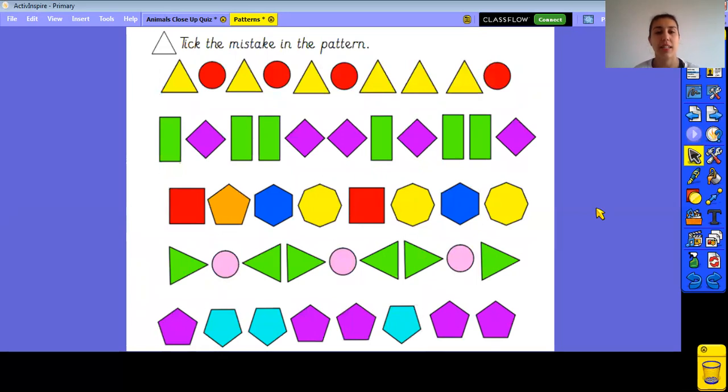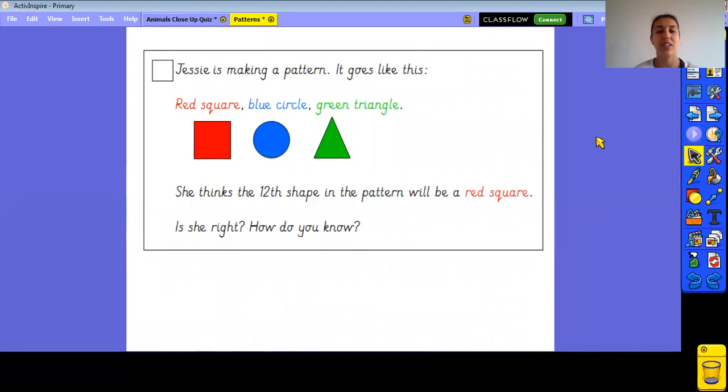And then the triangle is where you need to identify the mistake. So one of the shapes in these sequences is wrong, and you need to tick which one it is. And then the square sheet is just like we did with finding the 10th shape. You need to explain whether Jessie is correct or not by calculating the pattern until you get to that 12th shape. So if you're not sure how to do the square sheet, go back and rewind to the part in the video where I modeled that with the 10th shape.